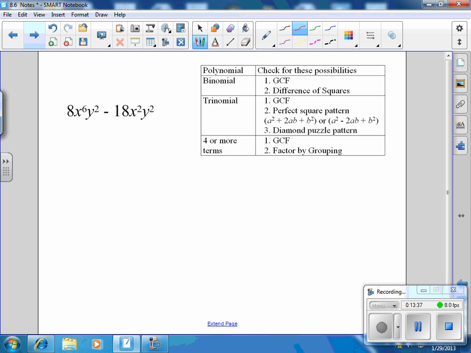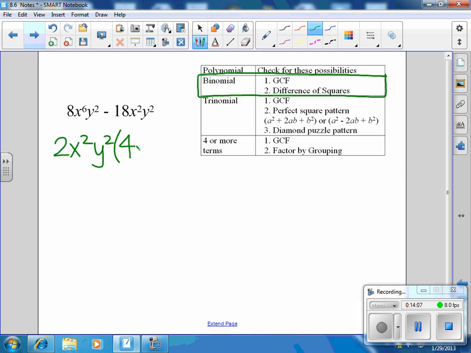Moving on. So this one is a binomial. So binomial, we're right here. First thing we gotta look for, is there a greatest common factor? There definitely is. 8 and 18 are both even numbers, so we can take a 2 out of both of them. There are 2 x's that we can take out of both of them, and 2 y's that we can take out of both of them. And then we'd be left with just a 4x to the 4th, not x squared, x to the 4th, minus 9, and that's it.